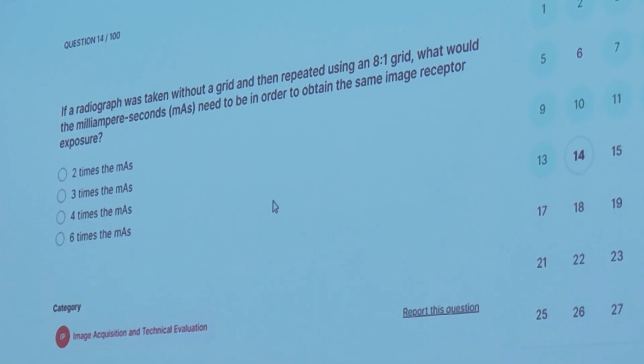Alright, let's see. Who are we on? Charles, we're on you, I think. It's about the radiograph that was taken without a grid and then repeated with an 8 to 1 grid, which should be 5. Grid correction factor, right? How many milliampere seconds need to be used in order to obtain the same exposure? So what did they get? It was 1/4, I think, right?